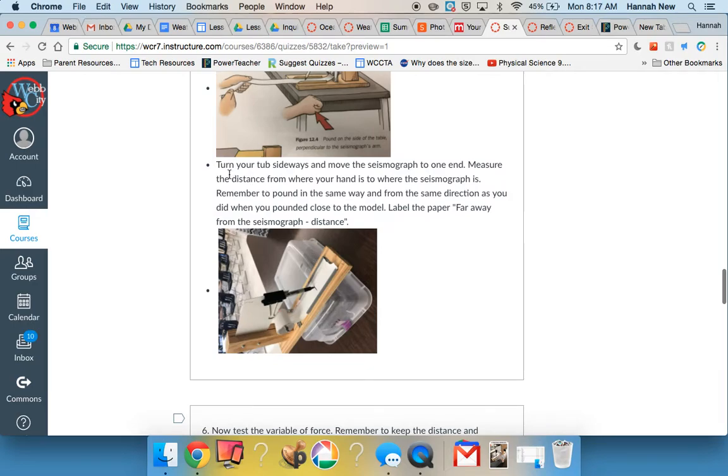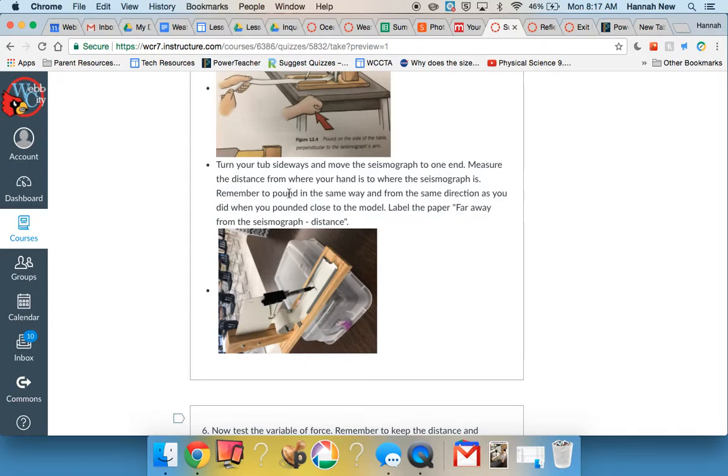Then the next thing you're going to do, and I took a picture for this just so that it might help you, you're going to turn your tub sideways, and you're going to move the seismograph to one end. So this is at the very, very end of the tub. And you're going to measure the distance from where your hand will be hitting to where the seismograph is. So your hand should be down at this end of the tub. You need to measure the distance from this end of your tub all the way until where the marker is with a centimeter measuring tape.